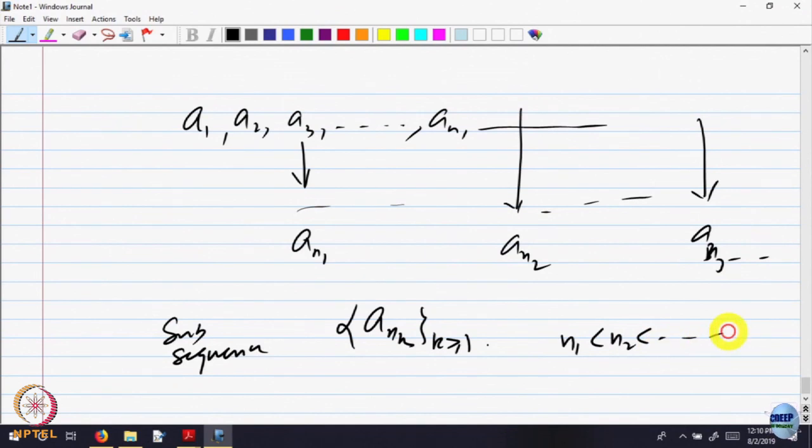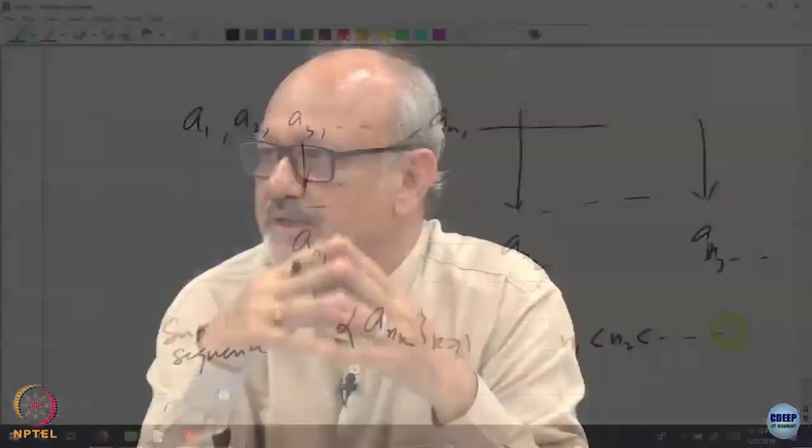So, such a thing is called a subsequence. This is called a subsequence, right? Where N1 is less than N2, less than N3, and so on. So, what I am doing? Pick up a strictly monotonically increasing sequence of numbers N1, N2, N3 and so on, right? According to that, pick up the elements of the given sequence. That gives you a subsequence. It's okay? How to form a subsequence?